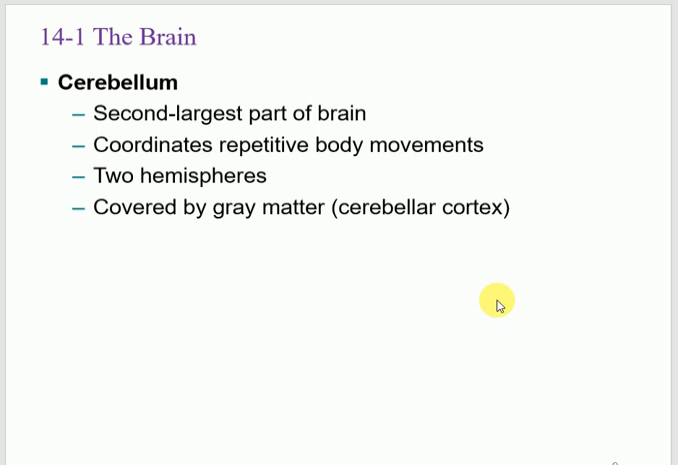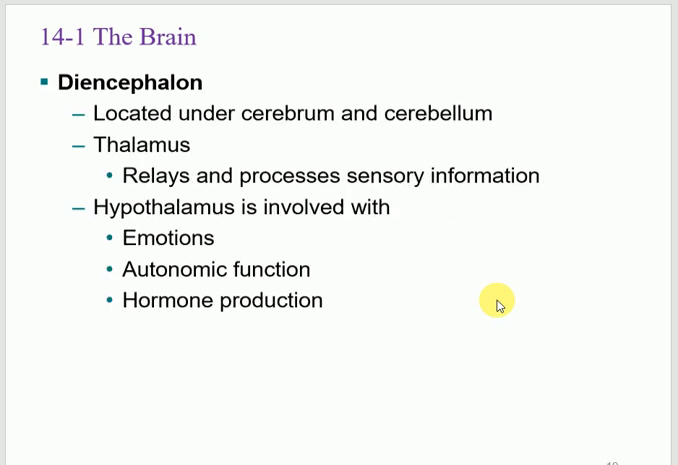Cerebellum is the second largest after the cerebrum, and this is basically to coordinate body movements. We will discuss the details. This is just an introduction. Just like the cerebrum, it's also two hemispheres, and it is also covered by a cortex that's gray matter as well. Then the diencephalon is located somewhere in between the cerebrum and cerebellum.